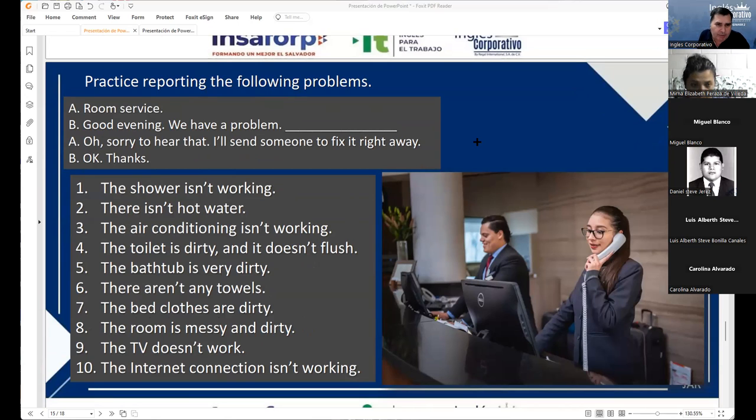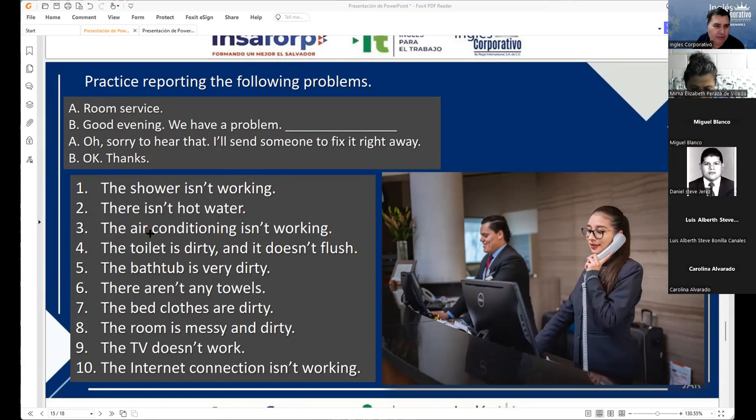Good evening, we have a problem. En la rayita lo que va es el problema, que es del 1 al 10. Room service, good evening, we have a problem. The shower isn't working. No funciona la regadera. Okay, so we have a problem. The shower isn't working. Oh, sorry to hear that. I'll send someone to fix it right away. Okay, thanks.